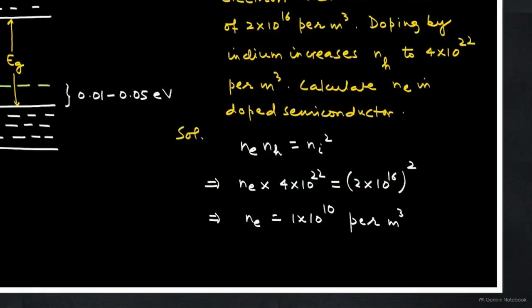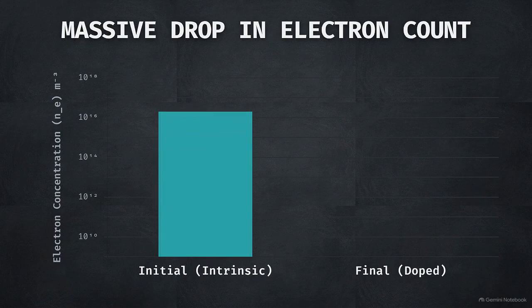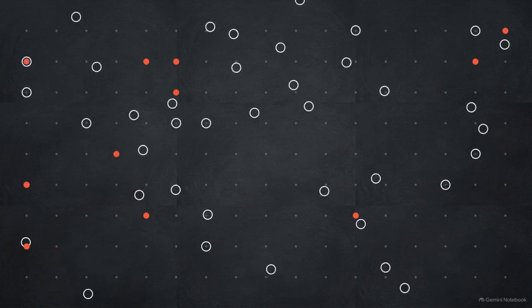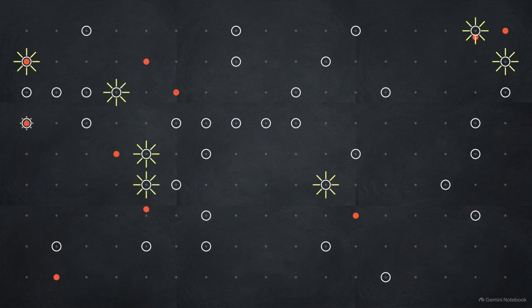Welcome back. We start by plugging our known variables directly into the mass action equation, giving us Ne times our massive new hole concentration, equal to our baseline concentration squared. When we square the right side, the 2 becomes a 4, and multiplying the exponents takes 10 to the 16th up to 10 to the 32nd. Dividing that by our hole concentration leaves us with a final electron concentration of 1 × 10 to the 10th per cubic meter. Notice how tiny that electron concentration became compared to where we started. By flooding the crystal with holes, nearly all the free electrons that naturally existed fell into those new vacancies, drastically reducing their overall number.